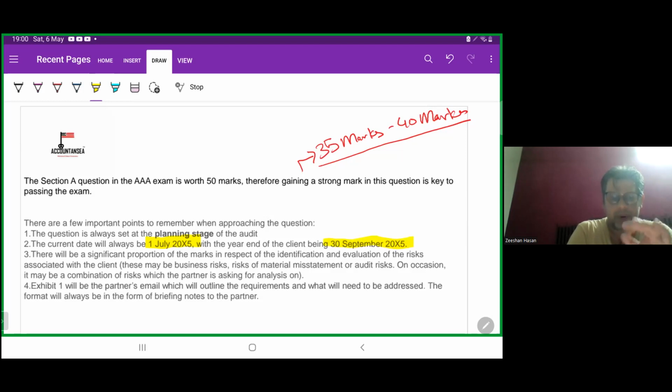Now, there will be a significant proportion of the marks in respect of the identification and evaluation of the risk associated with the client. This may be business risk, risk of material misstatement, or audit risk on occasion. It may be a combination of both risks, which the partner is asking for analysis on. Your exhibit one will be the partner's email, which will outline the requirements and what needs to be addressed. The format will always be in the form of briefing notes to the partner.